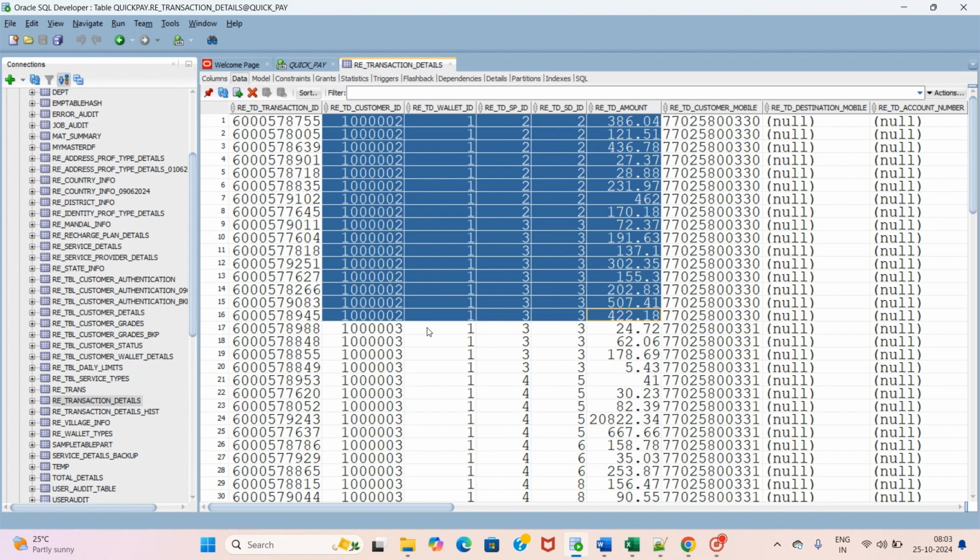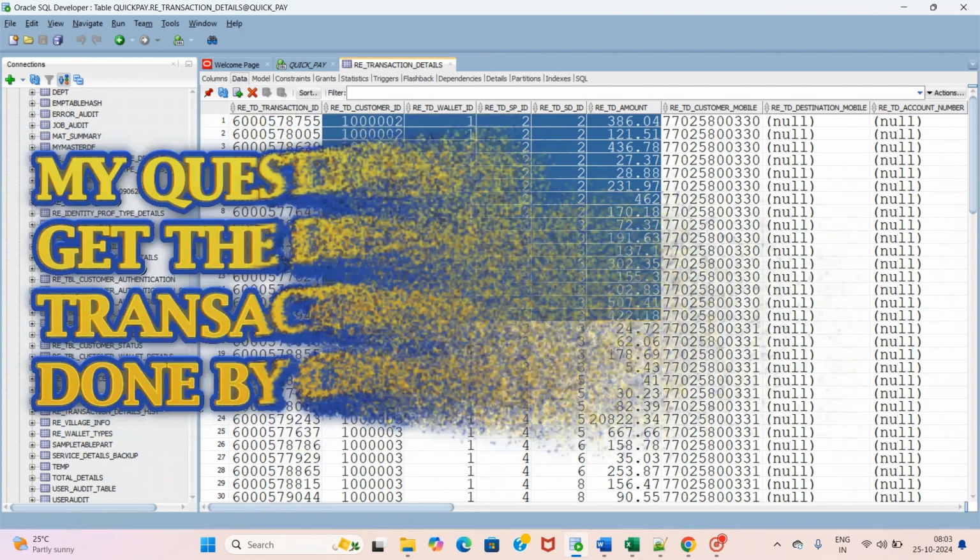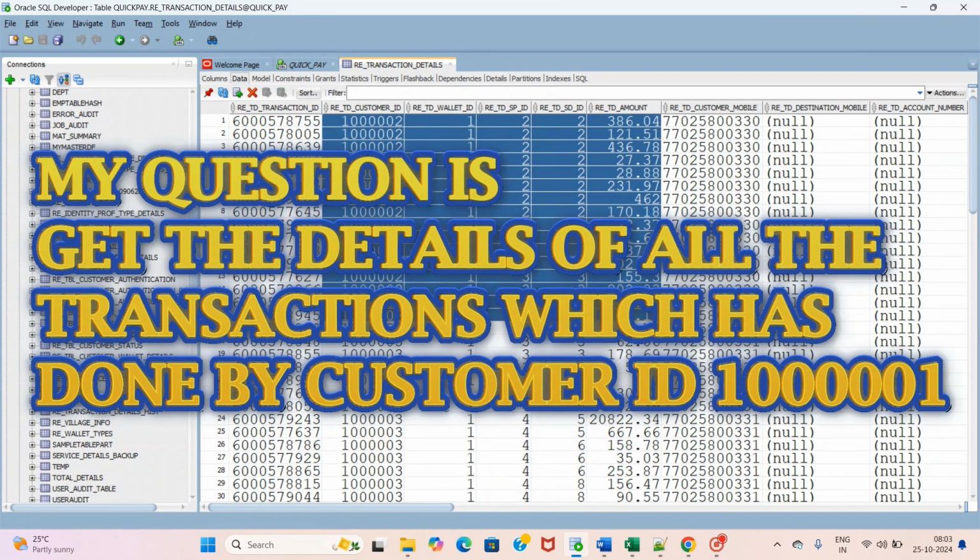Okay, you are a customer, and you logged into your system. You need to see only your transactions, not other transactions. Now look at the question. Get the details of all the transactions which were done by customer ID 1000001.